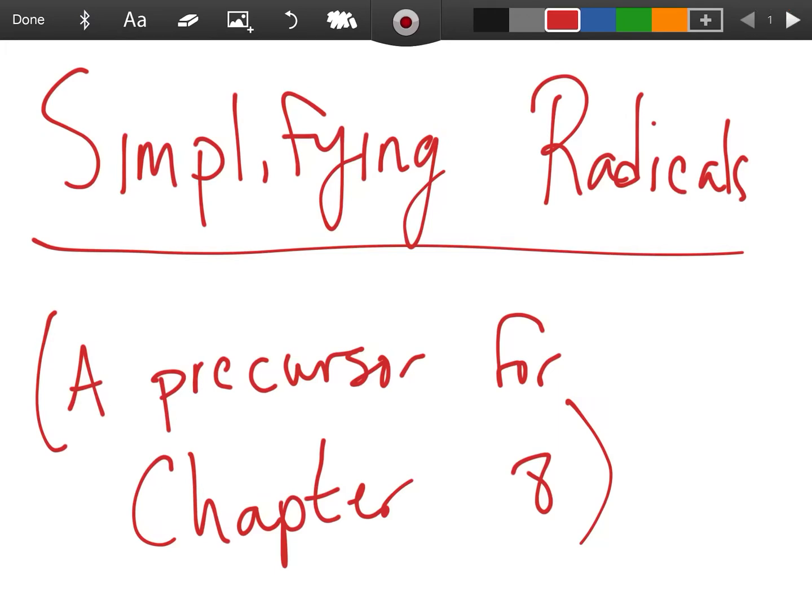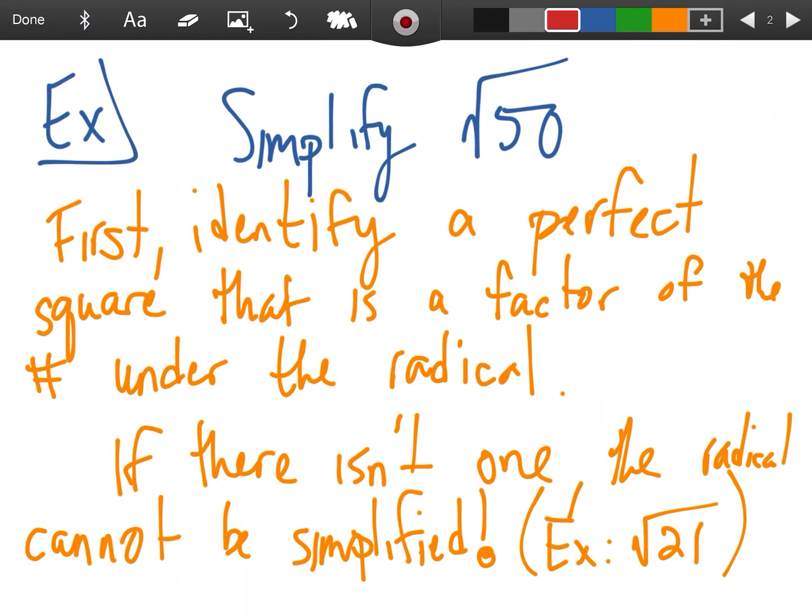All right, welcome. In this video, we're going to be taking a look at simplifying radicals. This is likely something that you saw in Algebra 1. However, I just want to make sure that we're all on the same page with it moving forward, because otherwise Section 8.1 and really all of Chapter 8 could be a challenge for you guys. So this is really a precursor for Chapter 8.